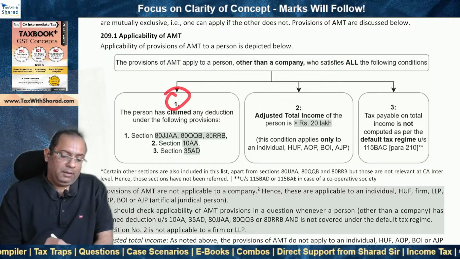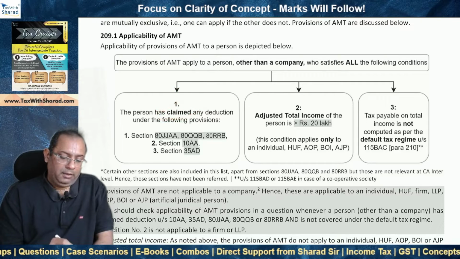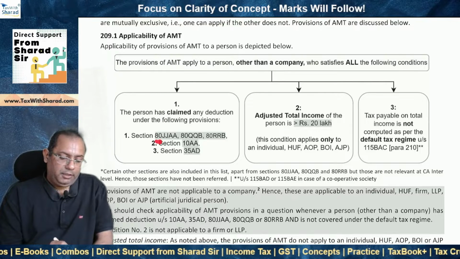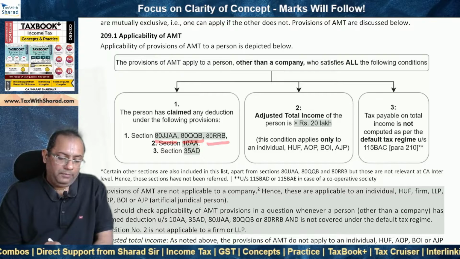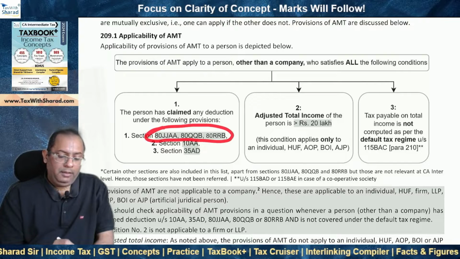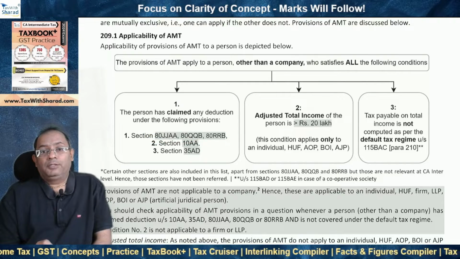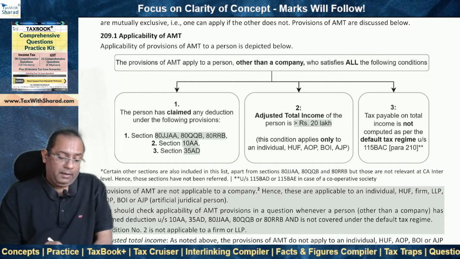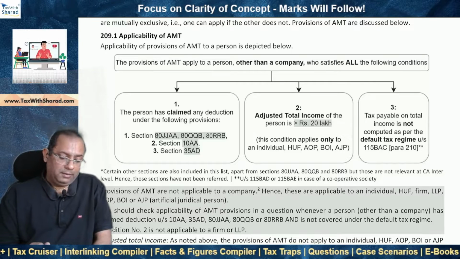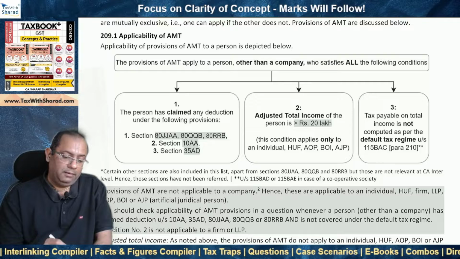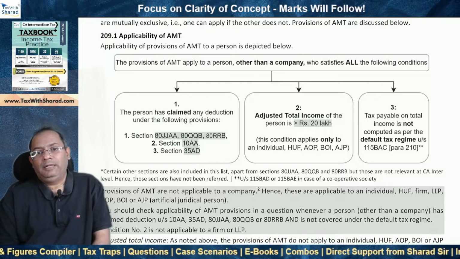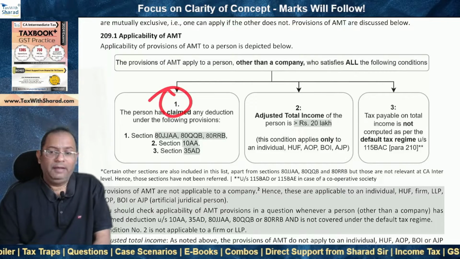Condition number 1 is the person has claimed any deduction under the following provisions. So the sections are 80JJAA, 80QQB, 80RRB, 10AA, and 35AD. So 80JJAA, 80QQB, and 80RRB are the provisions relating to deductions from the gross total income under Chapter VIA, and 10AA and 35AD are part of the business income computation provisions. So if in the question you find that any one or more of these sections, the deduction has been claimed under this section, that means condition number 1 is satisfied.